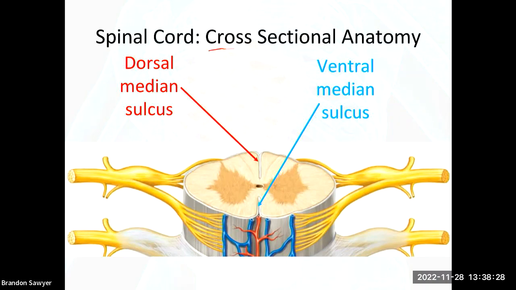So looking at what's called the cross-sectional anatomy of the spinal cord, right? If you just chop it and look straight down on it, what's going on there cross-sectionally. So there's a couple sulci, which just means little indentations, right? There's the ventral median sulcus and the dorsal median sulcus. That's just this infolded part of the spinal cord on either side.